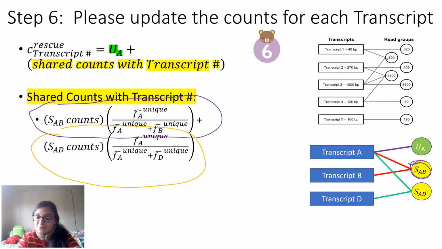Well, I'm going to use the best information that I have. I know that I have 620 unique read groups that go to transcript 1, which has this transcript length. So I'm going to calculate F1 unique, which will be 620 divided by 40, and I'm going to get that value. Then I also see that it has 390 that it shares with transcript 3, but how is transcript 3 placed in a unique way? So 5500 divided by 1000, 5.5. The shared part is something we don't know.